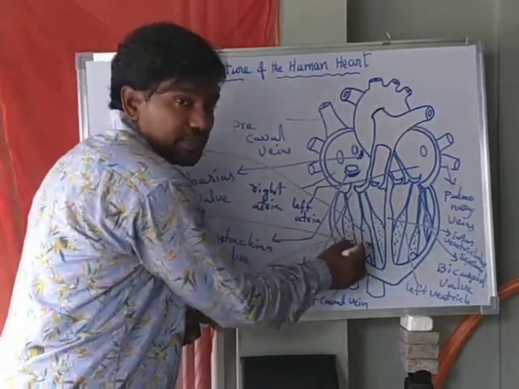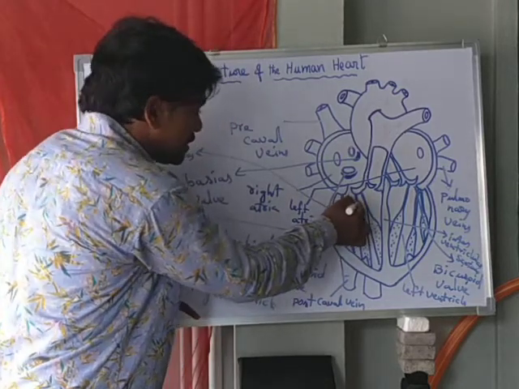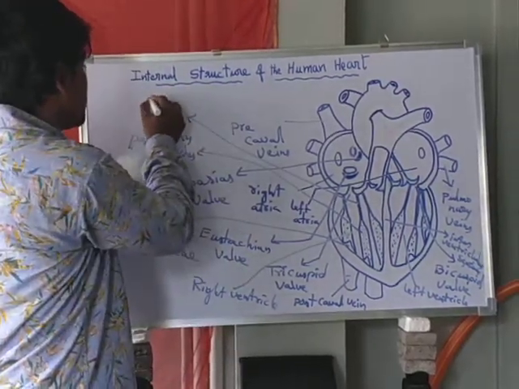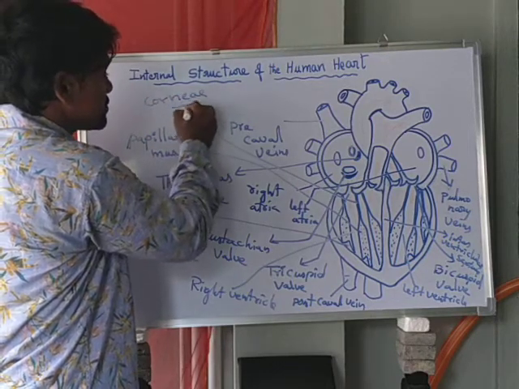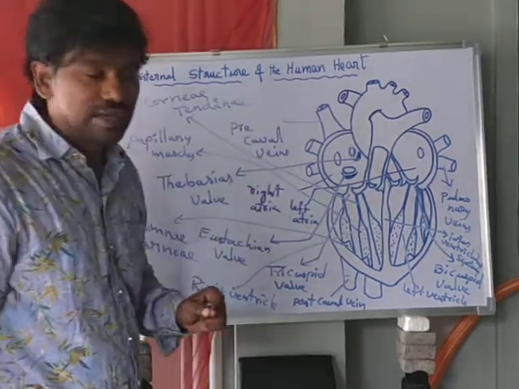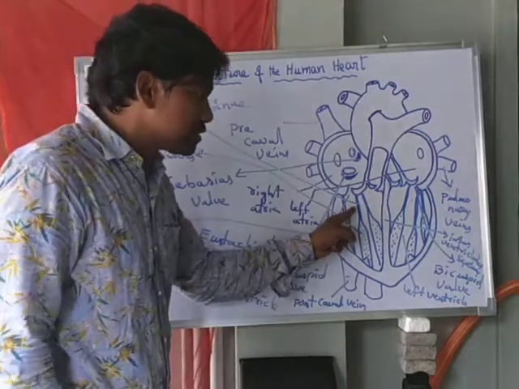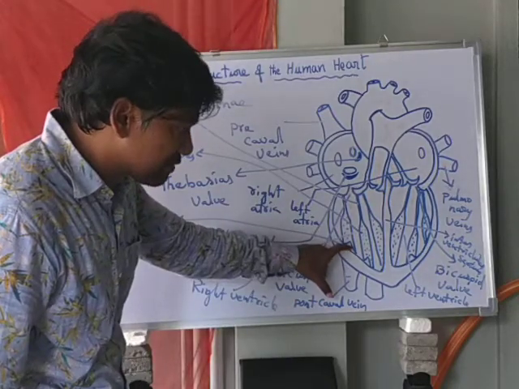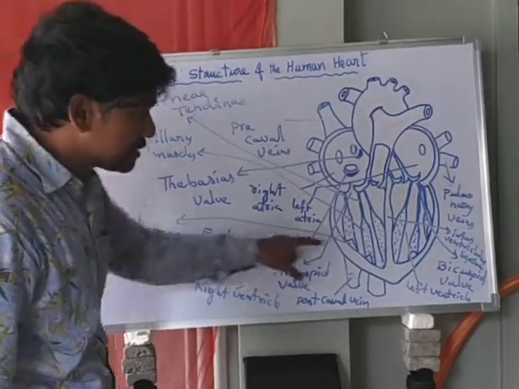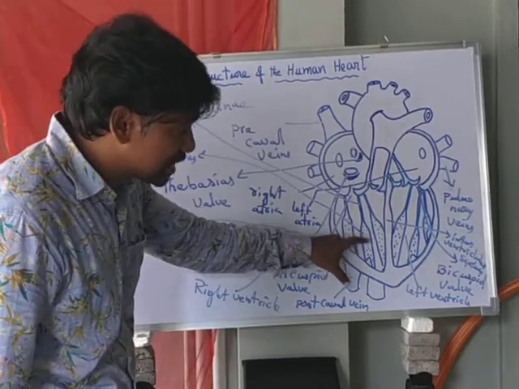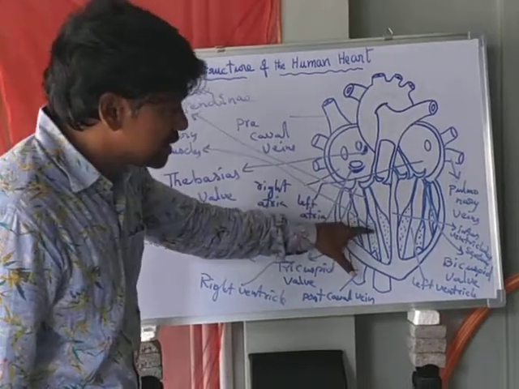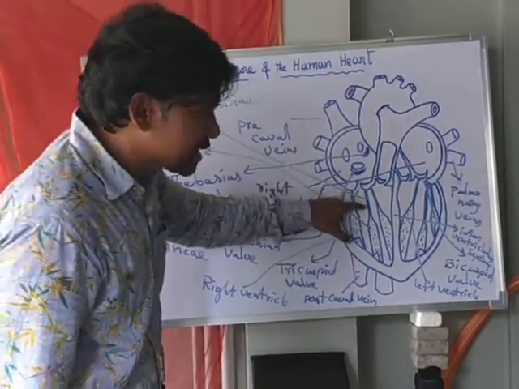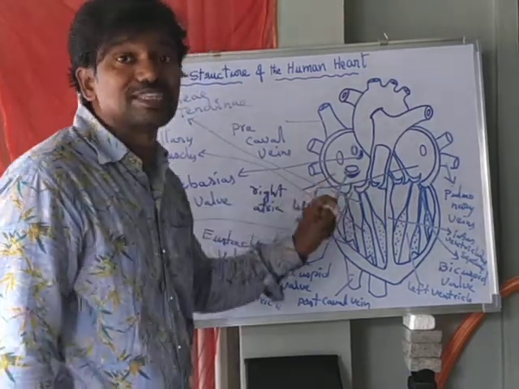These papillary muscles are connected with the chordae tendineae. These are collagen-like structures associated with the tricuspid and bicuspid valves. So the small ridges on the inner surface of the ventricle are called columnae carneae. These ridges form large conical structures called papillary muscles, which are connected with small collagen-like fibers called chordae tendineae. These are associated with the tricuspid and bicuspid valves.